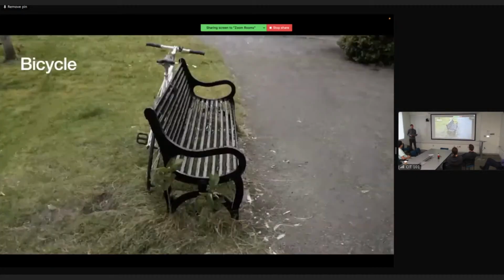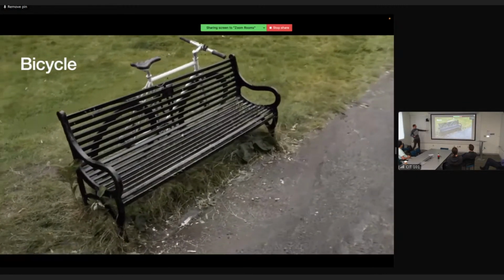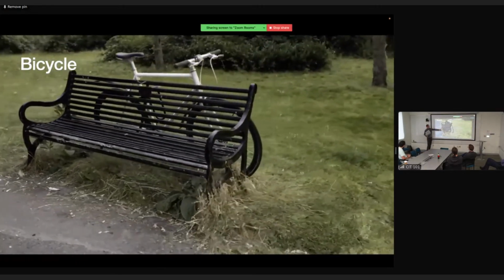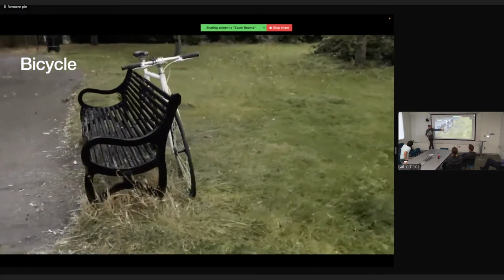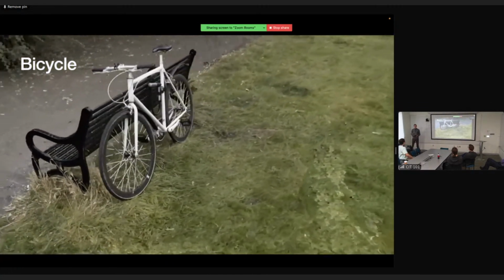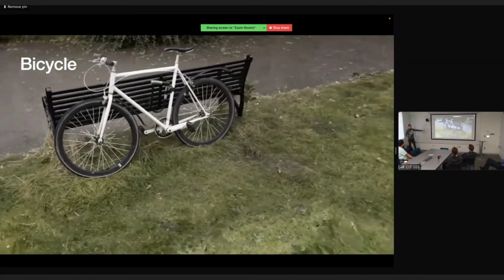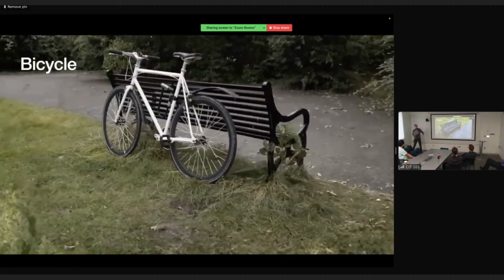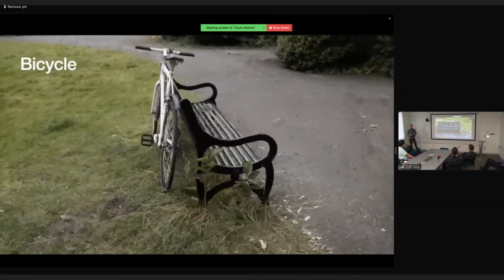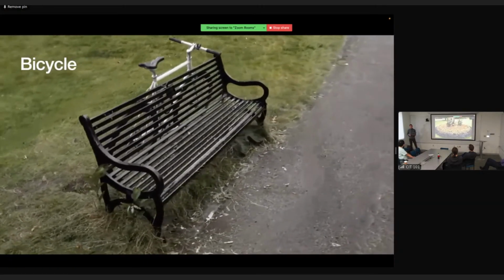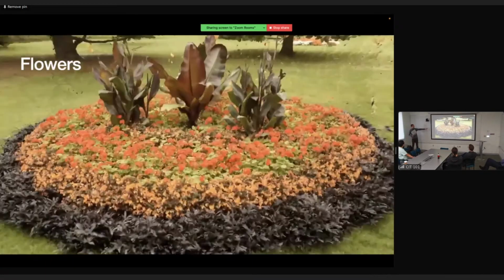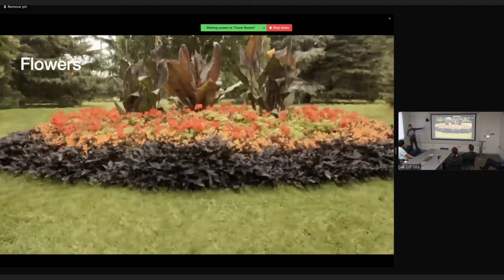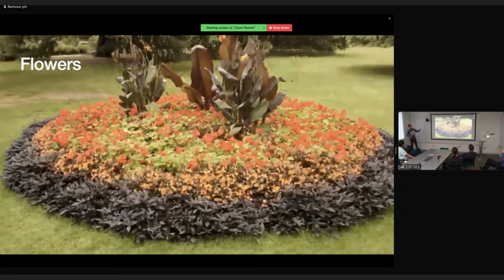So here is another scene, and you can see it gets these details pretty well. The spokes of the bicycle are also mostly reconstructed. The thing that it struggles with is the ground, this very high frequency texture and the gravel. It cheats a lot there. And then here we have the flower scene. The foreground again is pretty good, and in the background it does cheat a bit if you look closely.